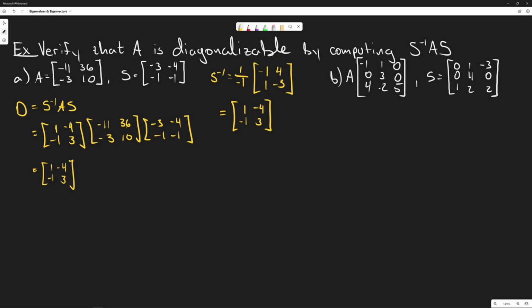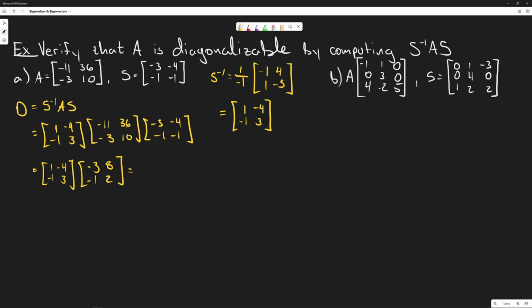This is all equal to, we're going to carry the first one, and multiply the last two. So it'll be -11 times -3 is 33, minus 36, and so that'll be -3, not -36. Then -11 times -4, which is 44, minus 36, that will be 8. Then -3 and 3 would be 9, minus 10, -1, and then 12 minus 10 is 2.